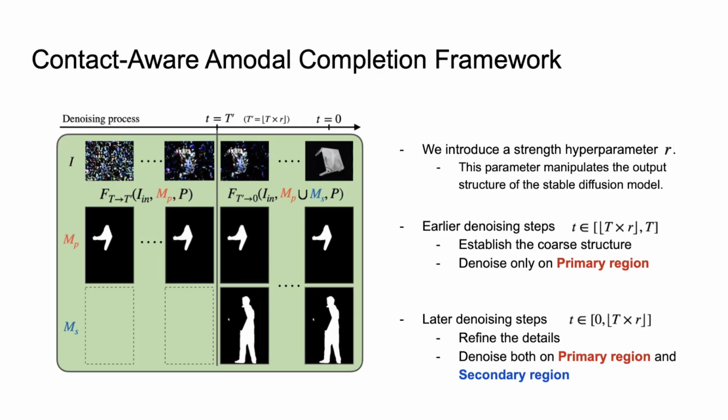Our denoising process is controlled by a strength hyperparameter, R. In the early denoising steps, the model establishes the core structure of the object by denoising only on the high probability primary region. Then, in the later steps, the model refines the details by denoising on both the primary and secondary regions. This two-stage approach ensures the generated structure is physically plausible.